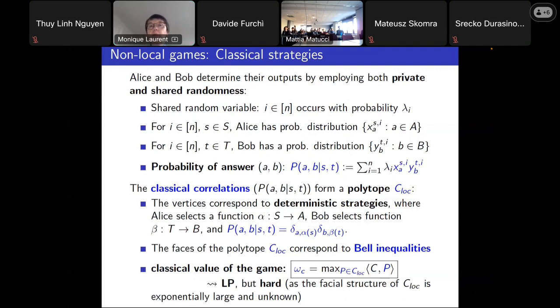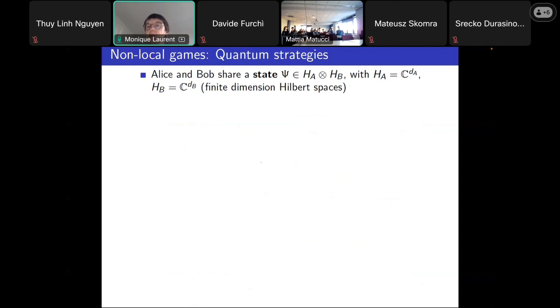So I will now move to, so this was classical strategies, and now let's describe what are quantum strategies. In the quantum setting, Alice and Bob share a quantum state, psi. So there are again these two Hilbert spaces, HA for Alice, HB for Bob. I choose them here finite dimensional, and they share a quantum state, which is a vector lying in the tensor product.